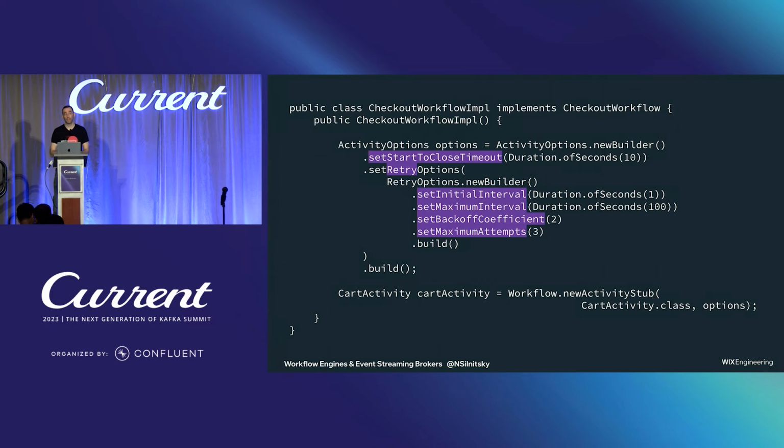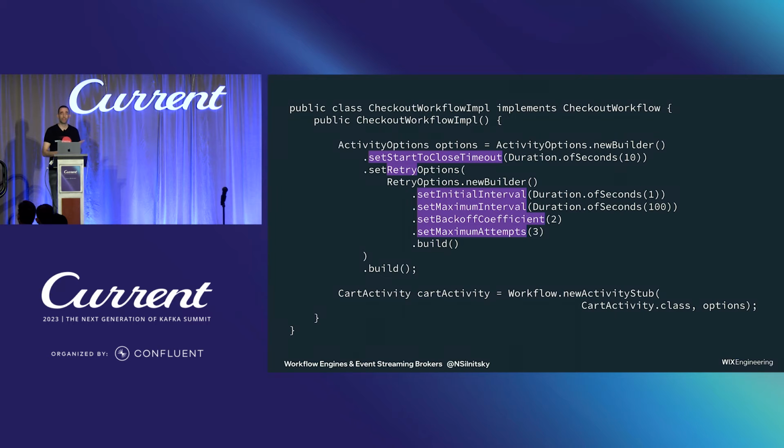Basically, we get the activity options here in the SDK, and you define how long you allow the activity to run. In this case, it will time out if it's running more than 10 seconds. Of course, you can have it longer. And then you just specify exponential backoff, where you specify the initial interval, 1 second, up to a 100 second interval, and up to 3 retries. And so that's pretty much how it works.